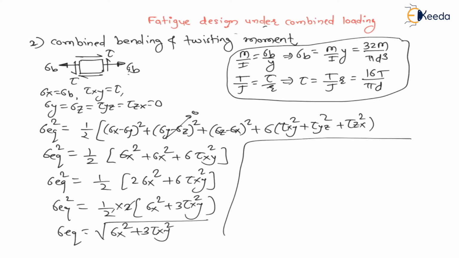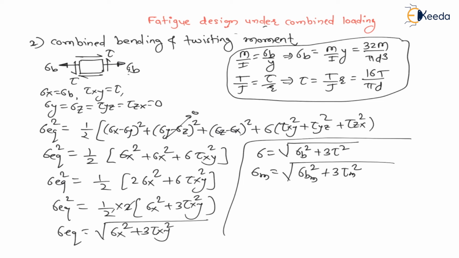Now therefore the equivalent stress sigma as per distortion energy theory for combined bending and twisting is under root of sigma b square, sigma x is bending stress, plus 3 tau square, tau is torsional shear stress. Now if I want to find mean stress, this is equal to under root of sigma b mean square plus 3 tau mean square, right? And if I want to find stress amplitude, then I have to consider bending stress amplitude and torsional shear stress amplitude, that is under root of sigma b amplitude square plus 3 tau amplitude square. These formulas we have to use, and as per different diagrams we have to go for design, right?